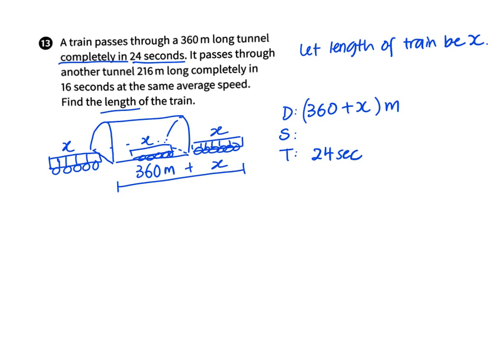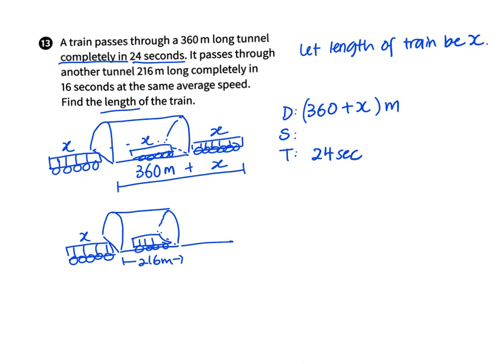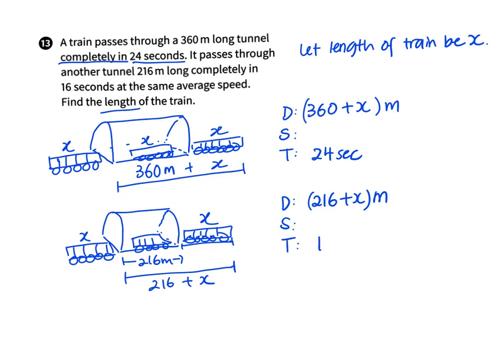Now I pass through another tunnel, the same train, but now it's a slightly shorter tunnel. Similarly, it passes through another tunnel completely. So now this train is still x meters. When it has traveled 216 meters, the train is only at this position over here. So if I want to travel completely out of the tunnel, I need to add another length of the train, which is x. So the total distance traveled by the train is actually 216 plus x meters. So the distance for this second portion here will be 216 plus x meters. The speed I do not know, and the time taken is 16 seconds.